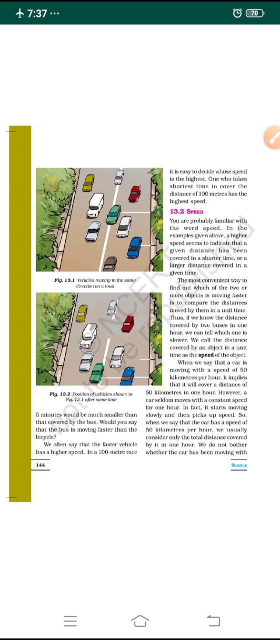We often say that the faster vehicle has a higher speed. In a 100 meter running race, it is very easy to decide whose speed is the highest: the one who takes the shortest time to cover the distance of 100 meters has the highest speed. So what exactly is speed? It is not just how fast the vehicle runs, something else is also associated with it. So let us understand what exactly the concept of speed is. Today let me explain to you about speed.